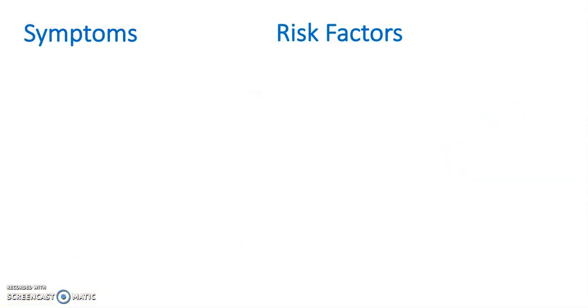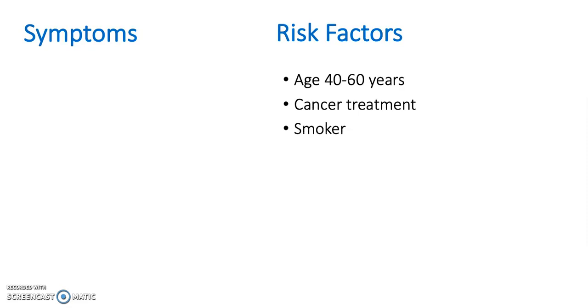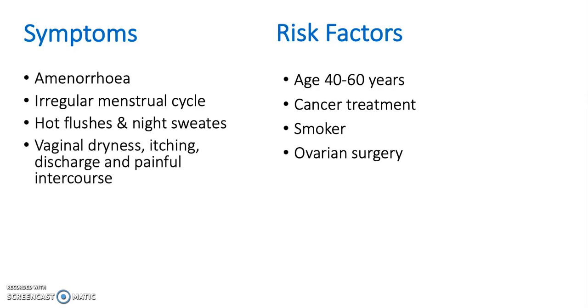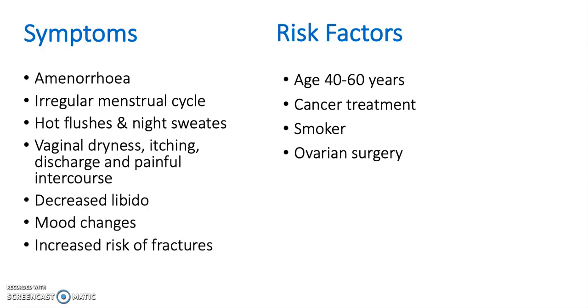So what are the symptoms and risk factors? Risk factors: age 40 to 60 years, have previously had cancer treatment, smoker, ovarian surgery. The symptoms: amenorrhea, irregular menstrual cycle, hot flushes and night sweats, vaginal dryness, itching, discharge and painful intercourse, decreased libido, mood changes, increased risk of fractures, and increased risk of cardiovascular disease.